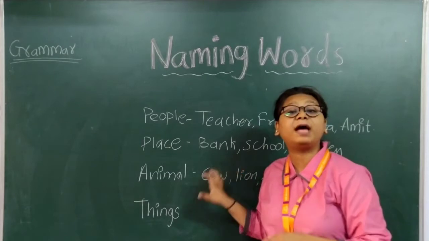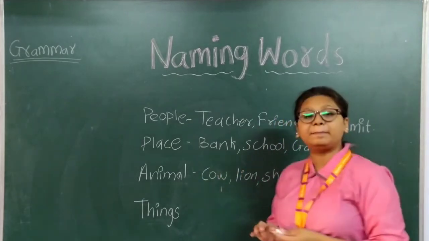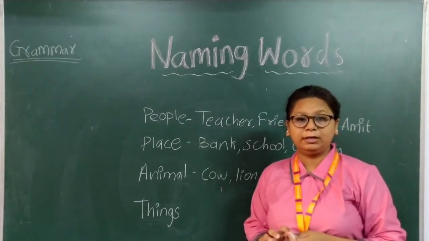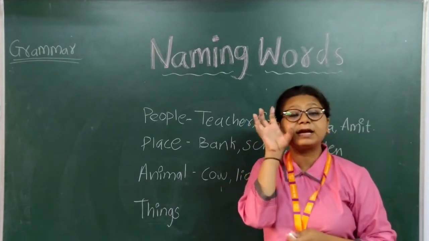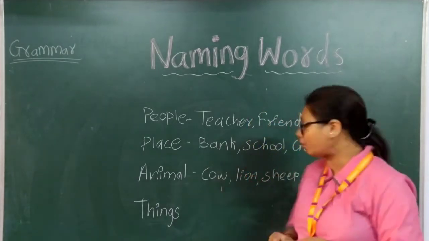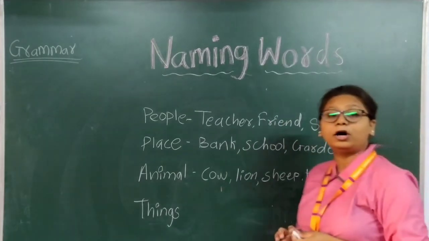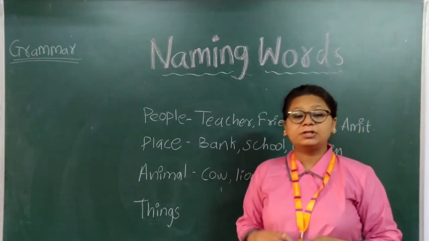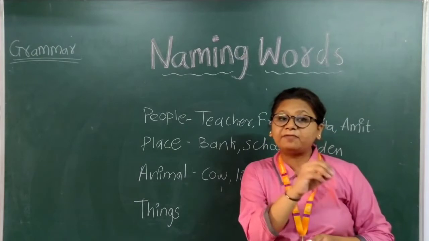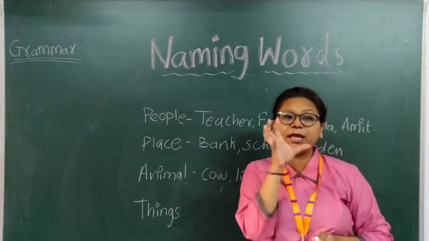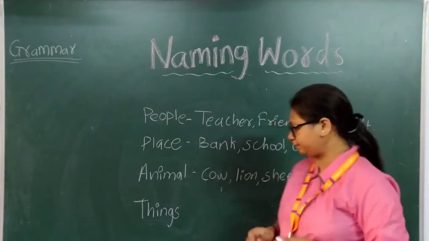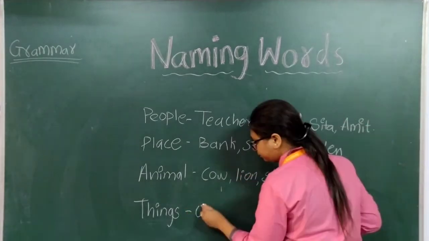It is the name of an animal. Sheep. Sheep gives us wool. Now, it is the name of an animal which gives us wool. So, it is again a naming word or a noun. Horse. The horse runs very fast. So, now it names what runs very fast? Horse runs very fast. Okay? So, it is a name. Name of an animal. Thing.